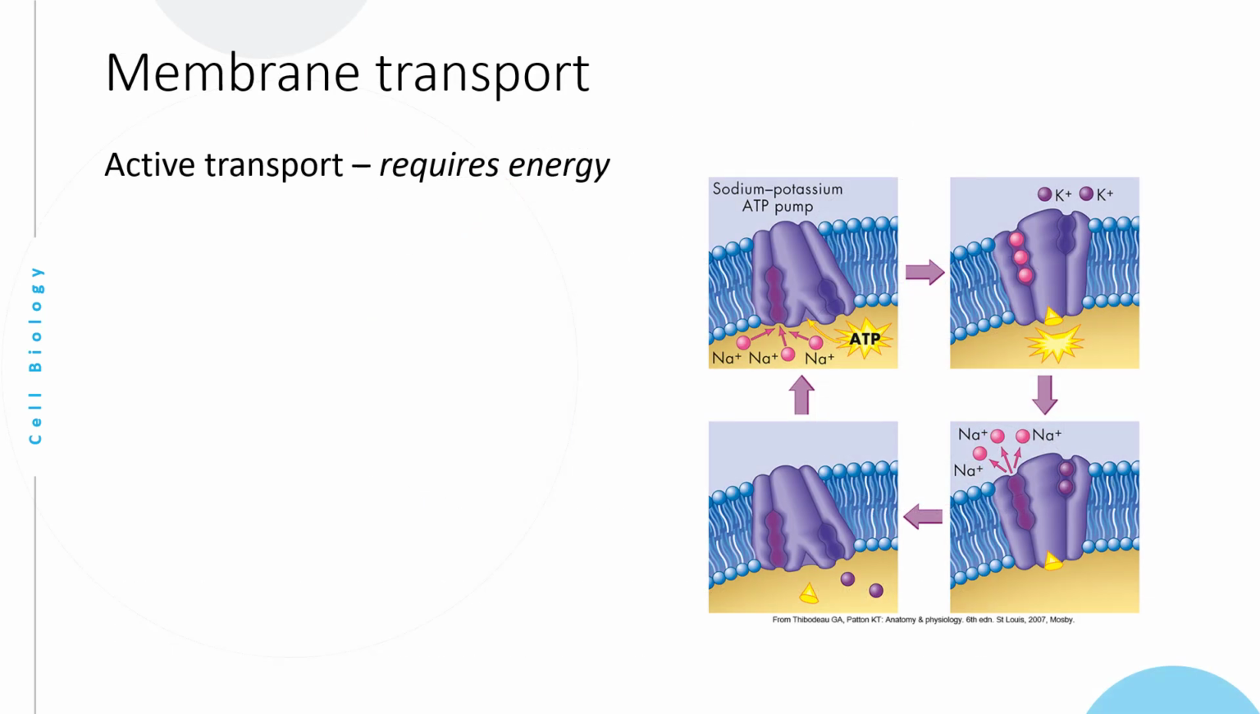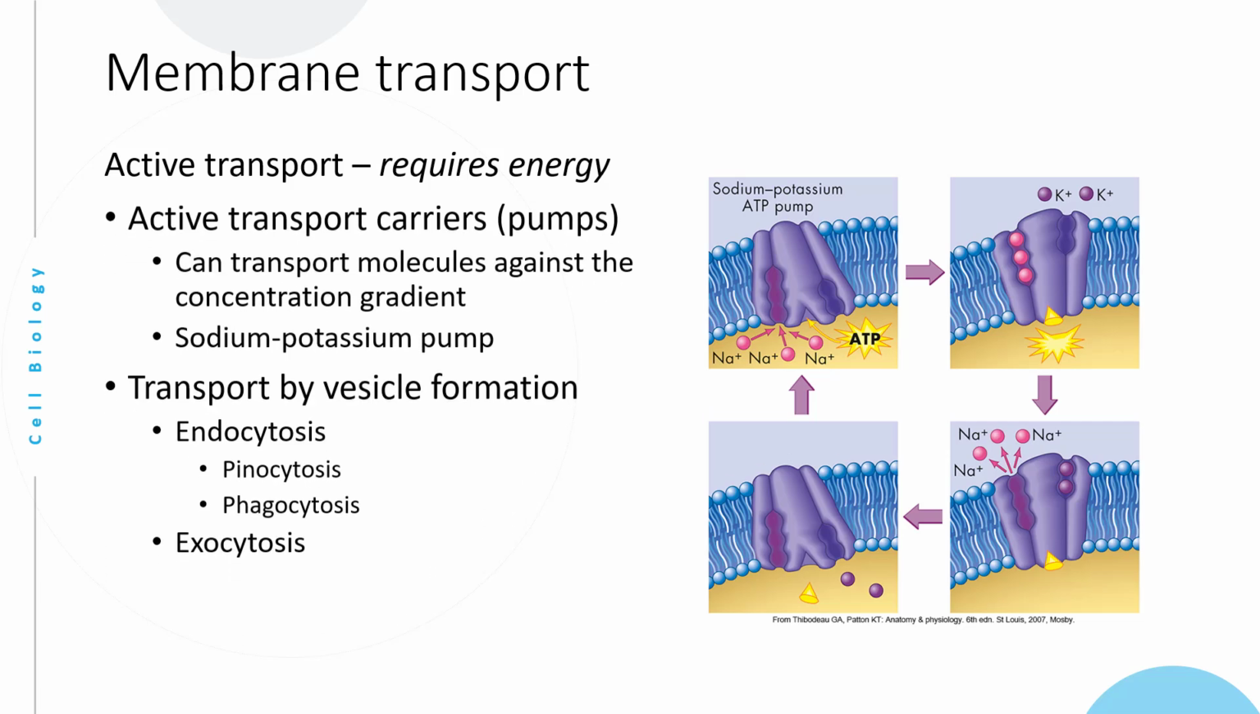Let's look at the active transport mechanisms now. As I told you earlier, the active transport mechanisms require energy. And there are a few types. There are active transport carriers or pumps. They can transport molecules against the concentration gradient. Remember, in passive transport, the molecules can only move down the concentration gradient. In this one, you're moving the molecules against their concentration. That's why you require energy.